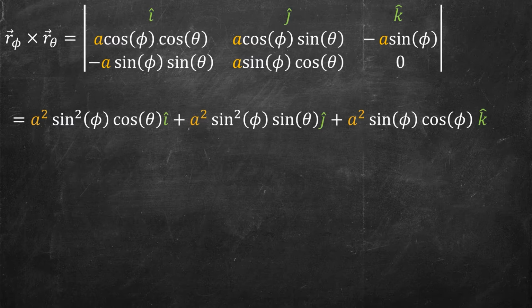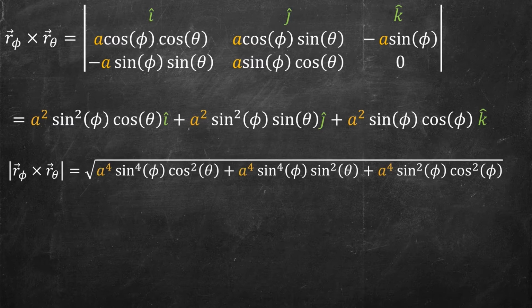Not done yet. I need to take the length of this particular vector, the length of R phi cross R theta, which is going to be the square root of the sum of the components squared. And again, it's just some messy expression, but a messy expression that can be simplified pretty quickly, actually. For example, you notice how there's this cos squared and the sine squared, but they have the same coefficient. They have a to the 4th sine to the 4th phi in front of both of them.